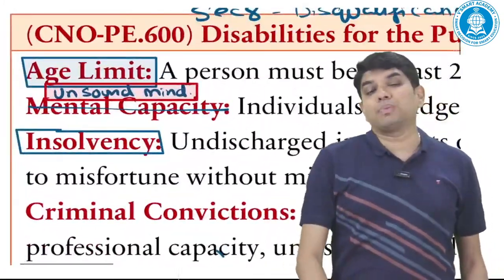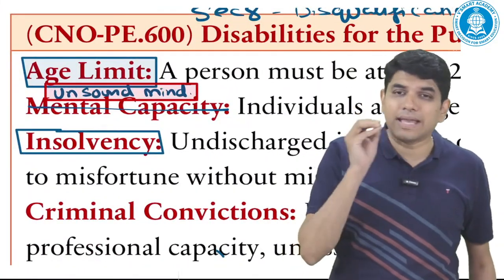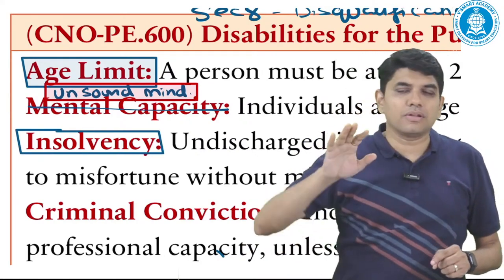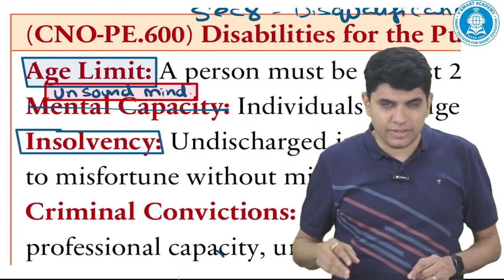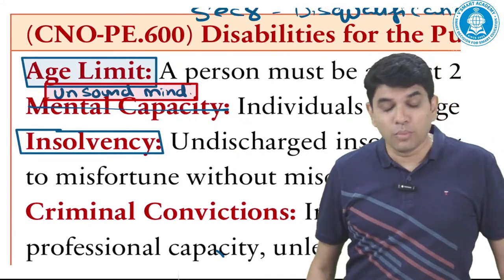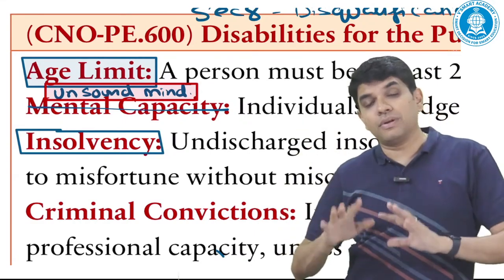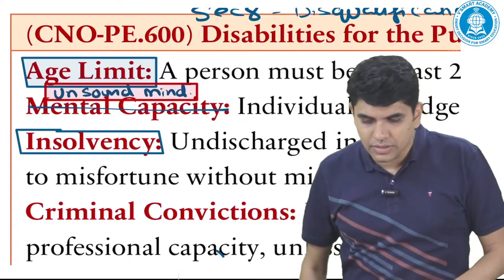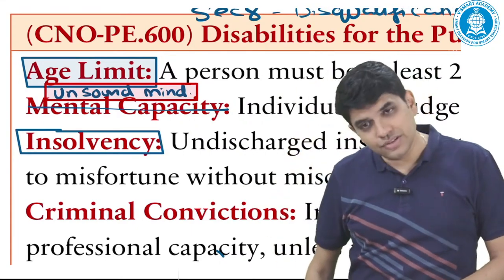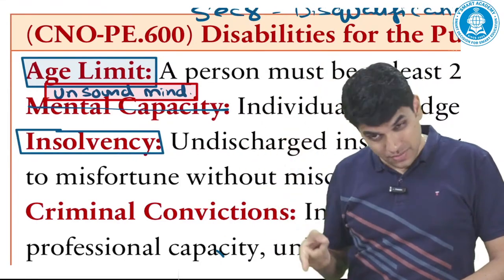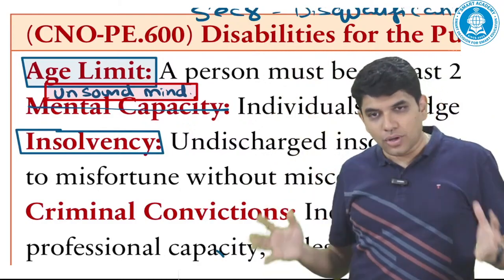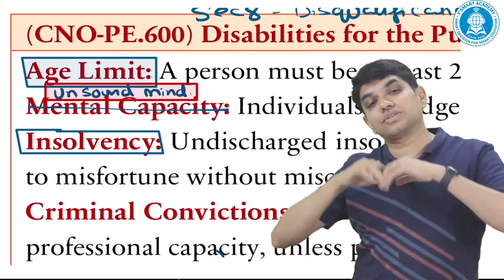Now, what they say is that if he is declared insolvent, he will get disqualified. He cannot become a member, and if he is a member, he will be removed from the register of members. The moment a chartered accountant is declared insolvent, he is disqualified. If the discharge proceedings are going on, he is disqualified. So till the time the chartered accountant is an undischarged insolvent, he is disqualified.